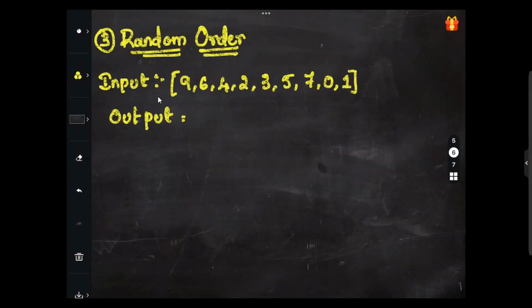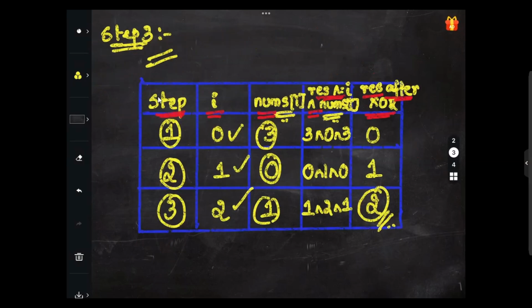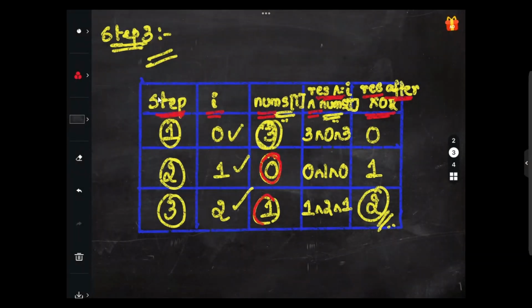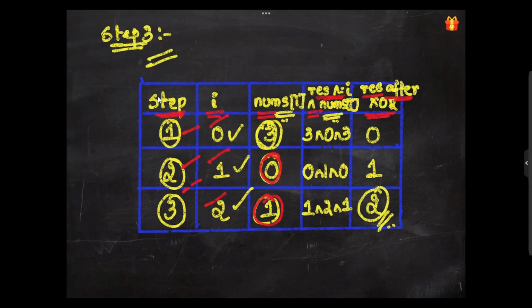What is happening here is nums of the iterated value: first 3, second 0, and third 1. The steps are fine, the iteration i is fine, and we have considered nums of i as well. So we are doing result XOR equals i XOR nums of i.